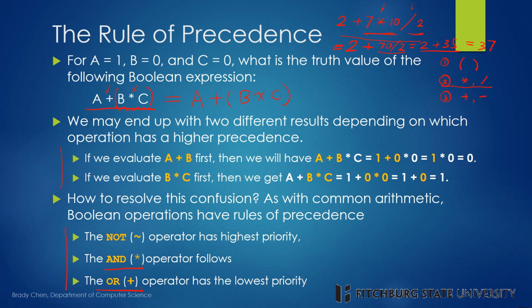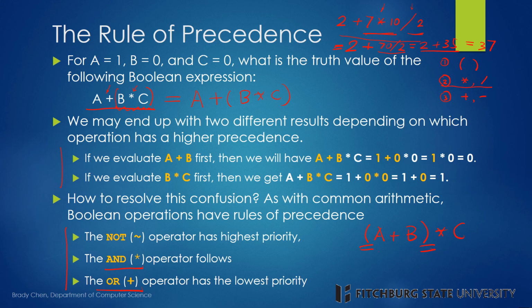Now, in that case, you can use the parentheses. So if you want to say, I want to operate the plus first and then operate the asterisk, then you need to put the parentheses. So that way, even though based on the rule of precedence, the OR operation is lower than the AND operation, because you have parentheses, you need to evaluate the things in the parentheses first. So the result is going to be different.